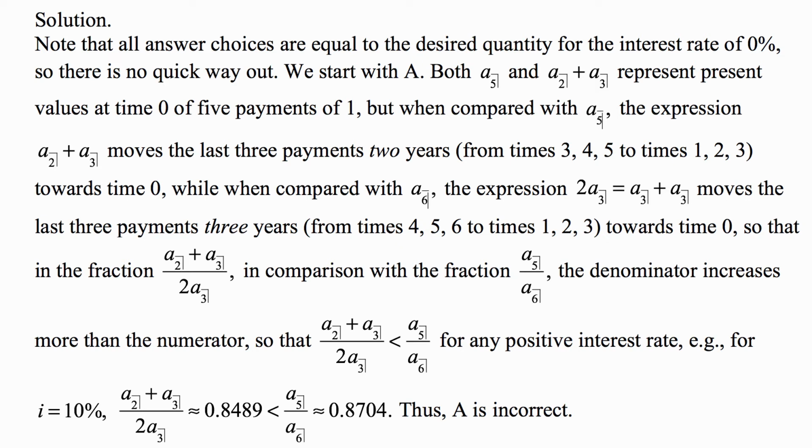So for example, for 10%, I just did the calculation to show you. But you don't really have to do the calculation. You can just see from the logic of this reasoning that the left-hand side is less than the right-hand side, and A is incorrect. That is the left-hand side of the inequality that I'm showing you.